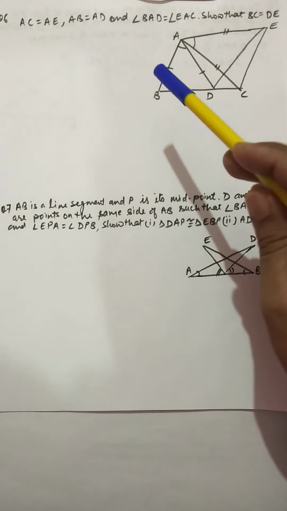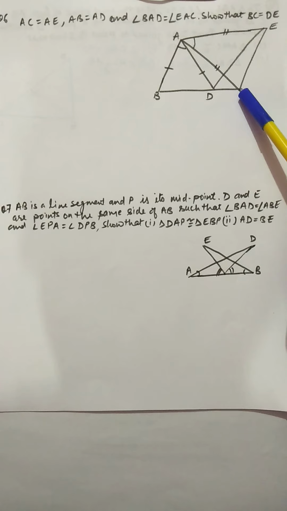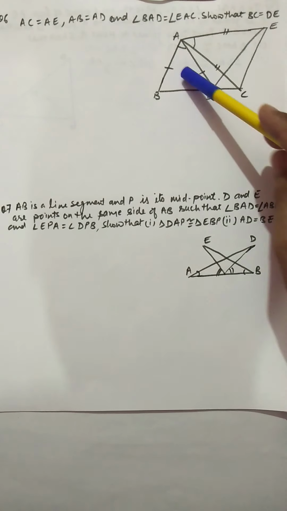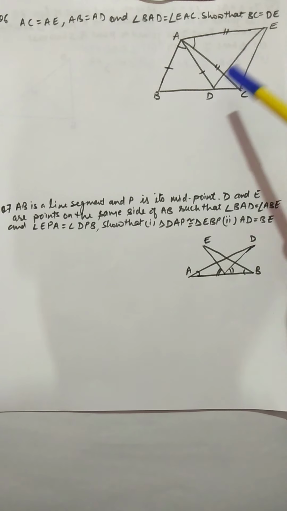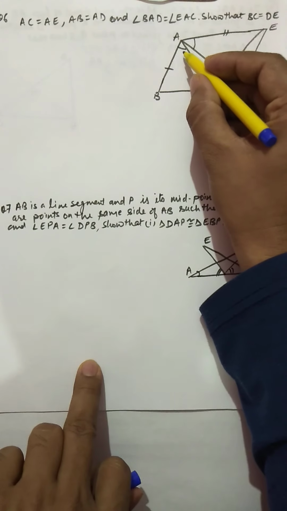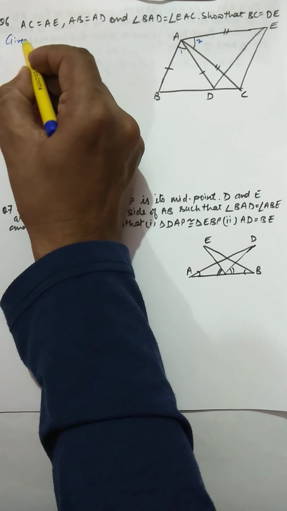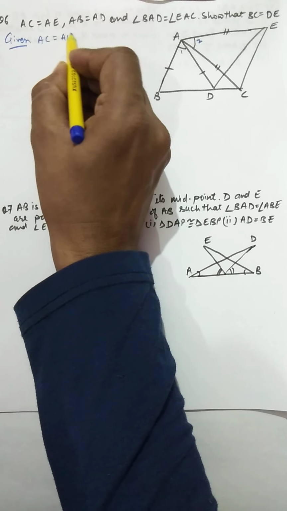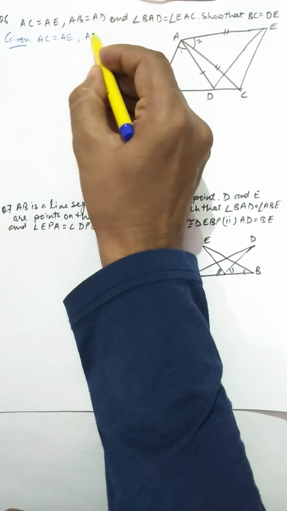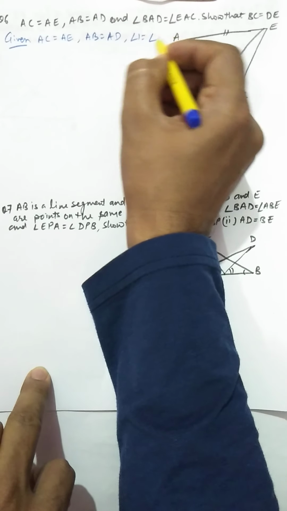Now come to question number 6. This is a very important question. You can see AC is equal to AE, and AB equal to AD, and this angle BAD and this angle are also equal, given. So we'll mark them as angle 1 and angle 2. We'll first write that given is AC is equal to AE, and AB equal to AD, and angle 1 equal to angle 2.